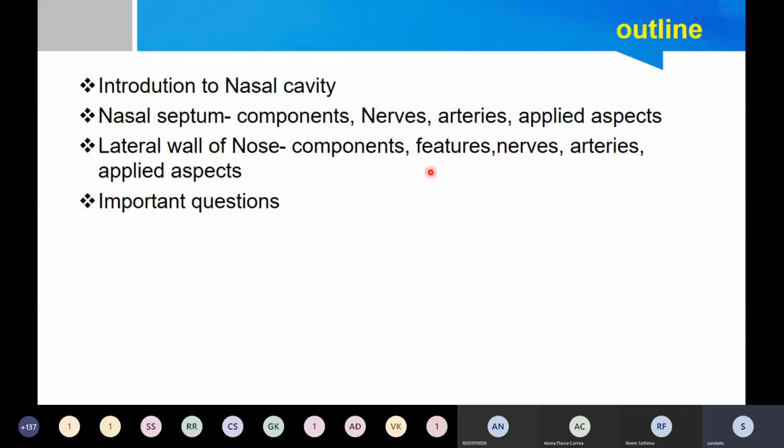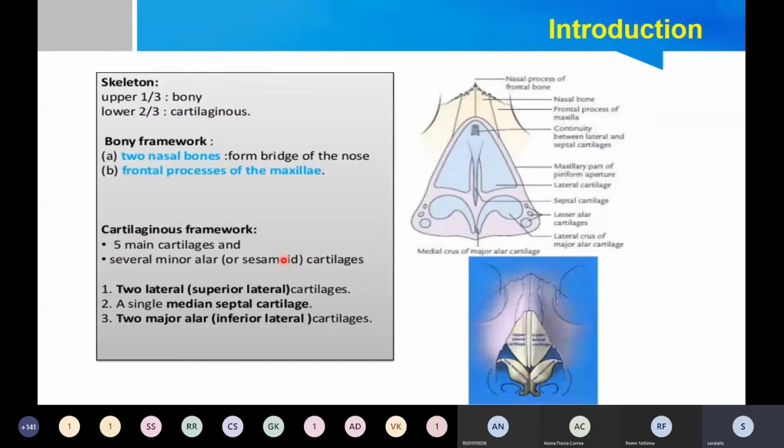The outline of this class: you will be learning the introduction to the nasal cavity, the nasal septum, in that the components of the nasal septum, the nerves and arteries supplying it, and the applied anatomy related to the nasal septum. Then the lateral wall of the nose, under this the components of the lateral wall, the important features you find in the lateral wall of the nose, then the nerves and arteries supplying the lateral wall, and the important questions in this topic.